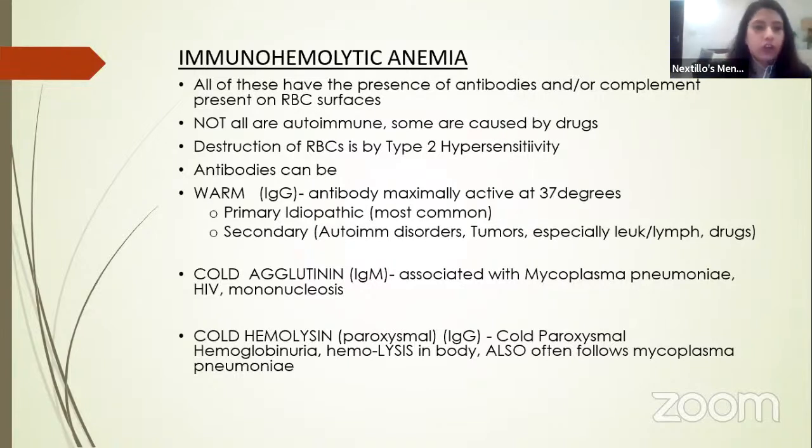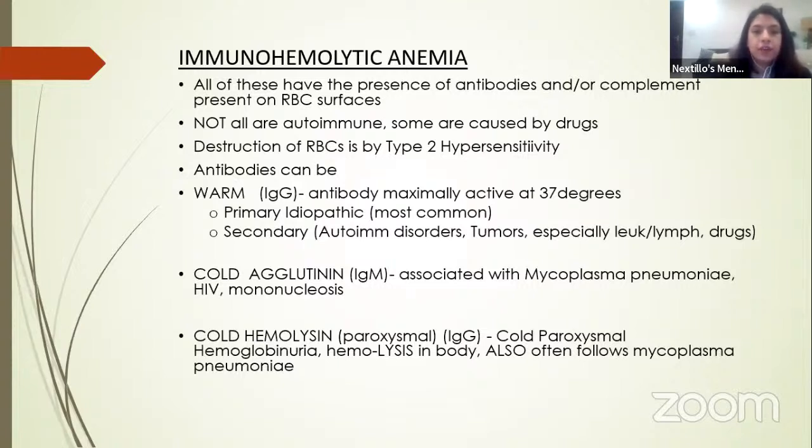Some can also be alloimmune, like I discussed in blood transfusion. Now, destruction of RBCs is by type 2 hypersensitivity, another very important question. We've covered hypersensitivity in our lectures on the immune system. Now, the antibodies can be warm, that is, antibodies which are maximally active at 37 degrees, or antibodies can be cold, which are active at 4 degrees.